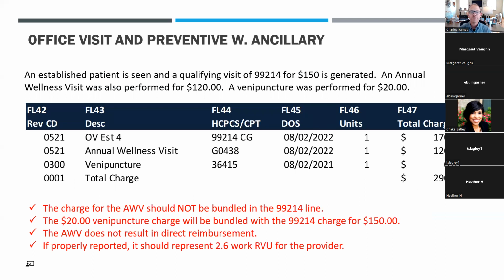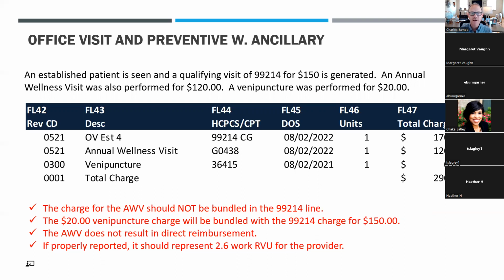The same thing happens here. In this example, we've got an office visit, our 99214. Oh, I missed changing the date of service on there. Excuse me, there's not supposed to be a venipuncture in 2021. We're bundling the venipuncture with the office visit, but we do not bundle the annual wellness visit. So some of our practice management systems are going to have some trouble with this logic on what to bundle and what not.